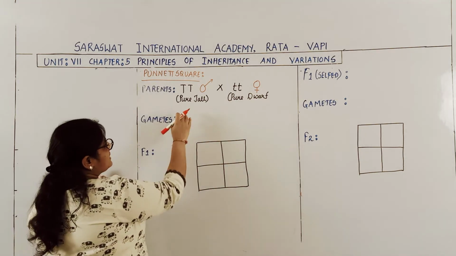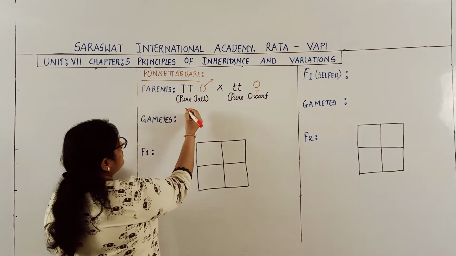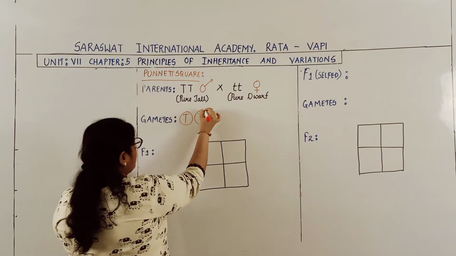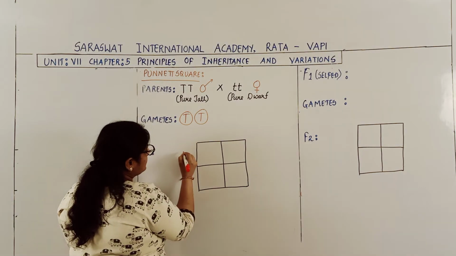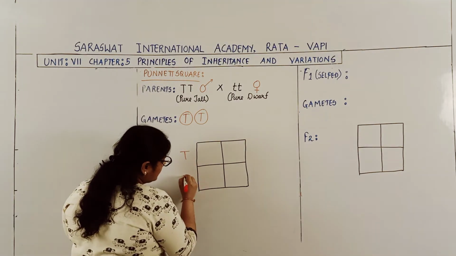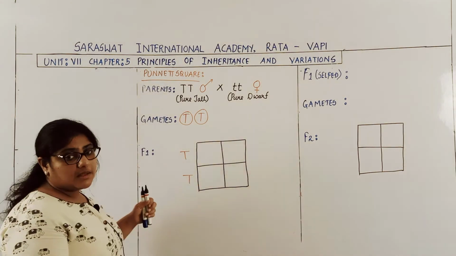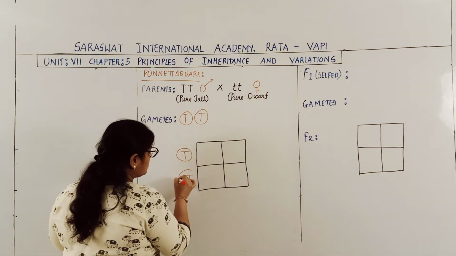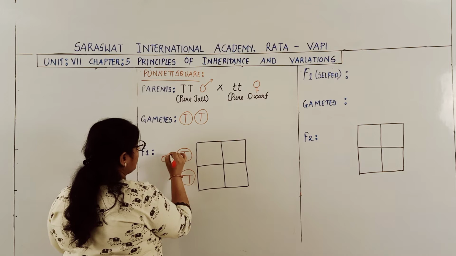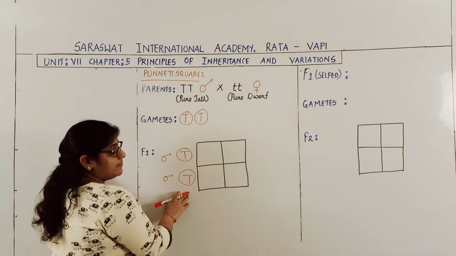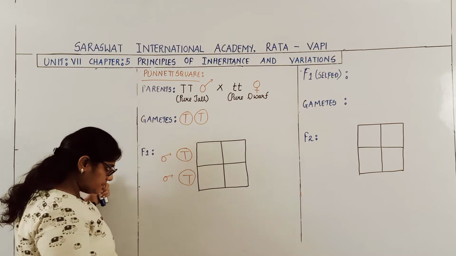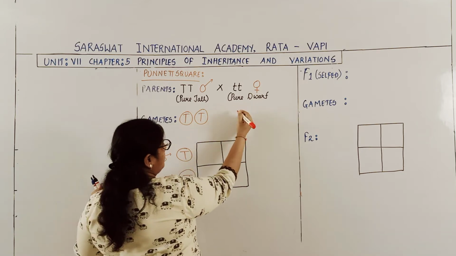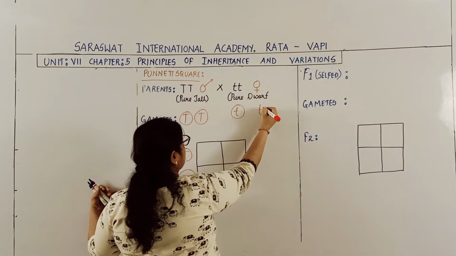So say for example, this particular plant is producing a gamete. What would be the alleles of the gamete? Capital T, and this will be capital T. So where will I represent this gamete? I will represent the gamete, say for example, the male gametes. This is the male gamete, this is also the male gamete. Where am I representing these male gametes? I am representing them on the left columns, right? Now this is a female parent who will produce the gamete small t, small t.